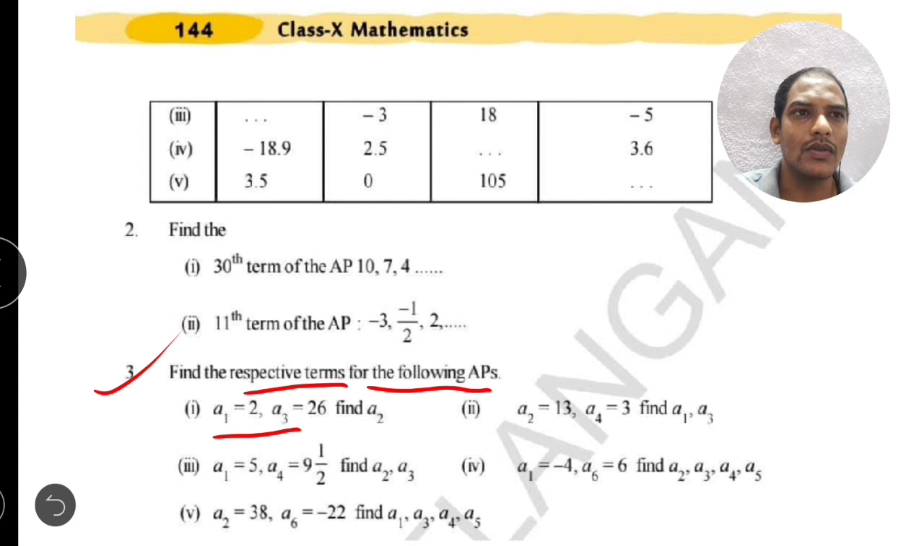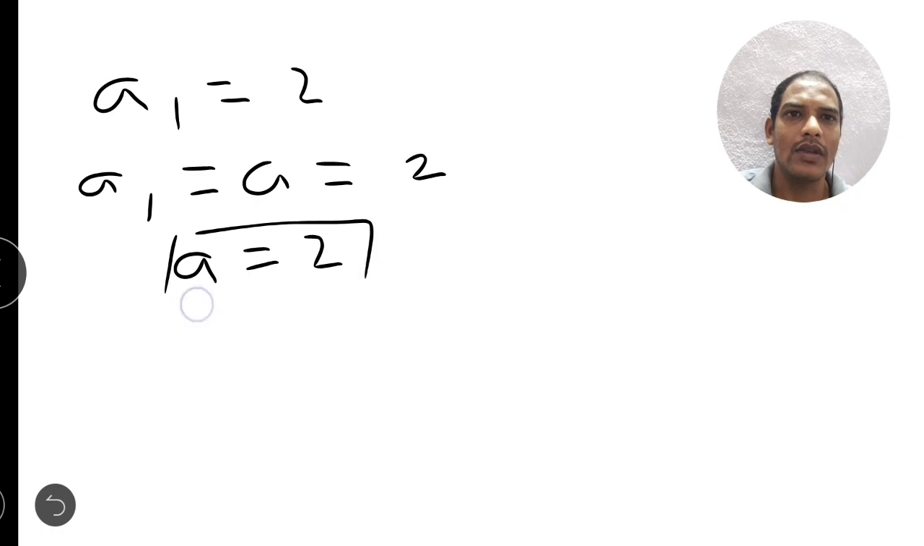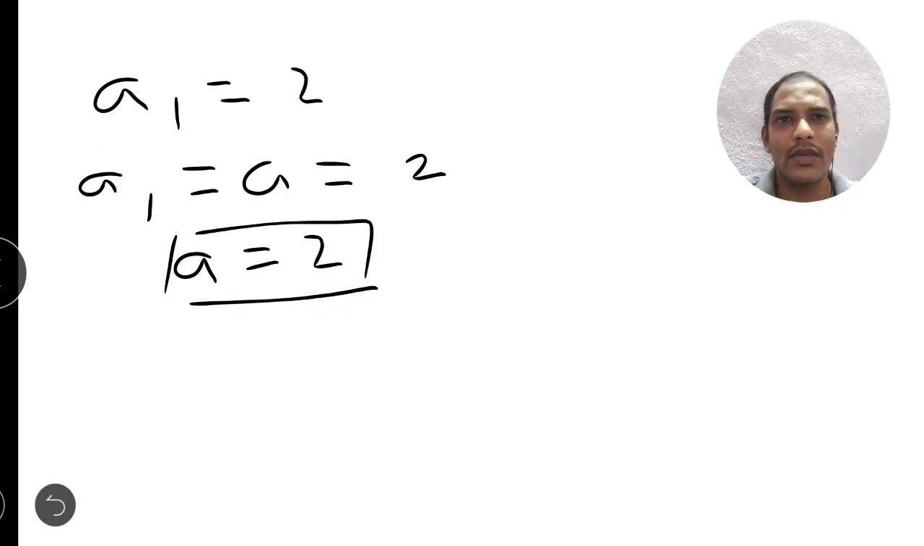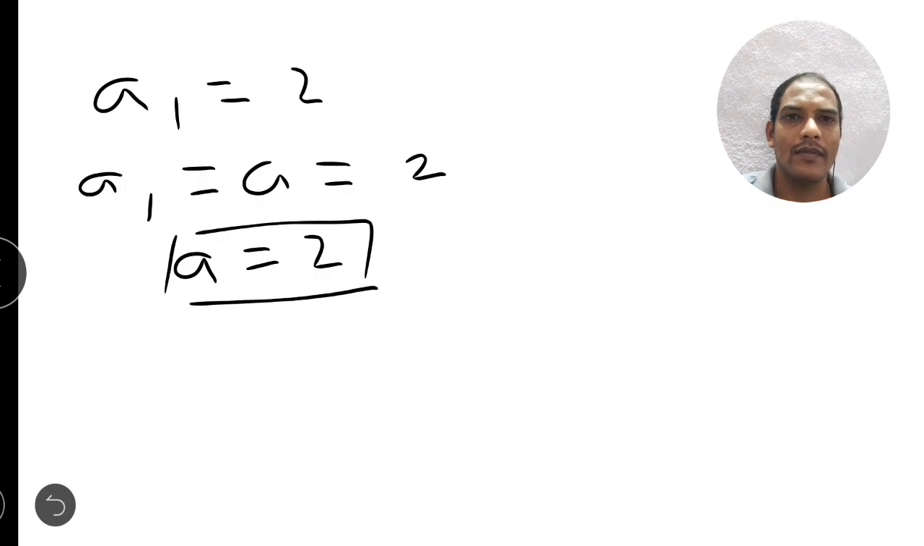A1 equals 2, but A1 is equal to a also, because a and A1 both represent the first term of the arithmetic progression. So that is why the a value is 2. He gave A1 equals 2, but A1 is represented with a also, so a value is 2. Next, one more value is given. What is that? A3 equals 26.